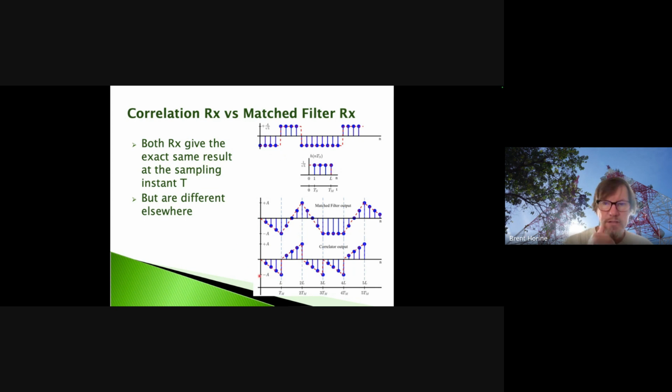So now here's the big point that I want you to come away with, is that these two receiver techniques don't give you the same result at any arbitrary point in time, right? So if we compare this point in time to this point in time, they have different outputs. But at our sampling instance, these multiples of T sub M or capital T, then they have the exact same value. Right. So what's important is that both receivers give the exact same result at the sampling instant T, but are different elsewhere. Okay.